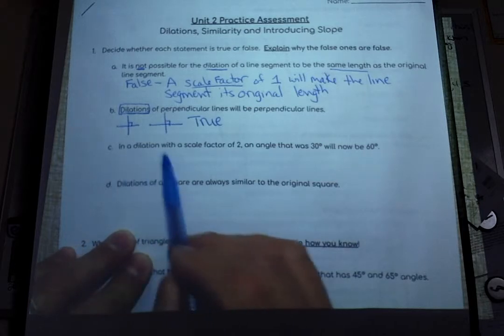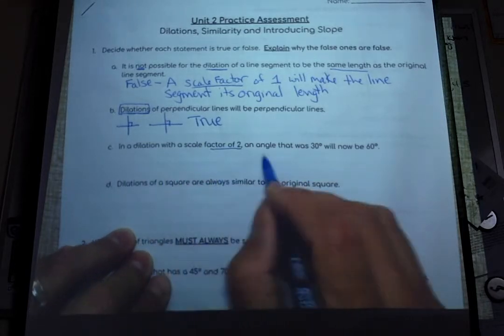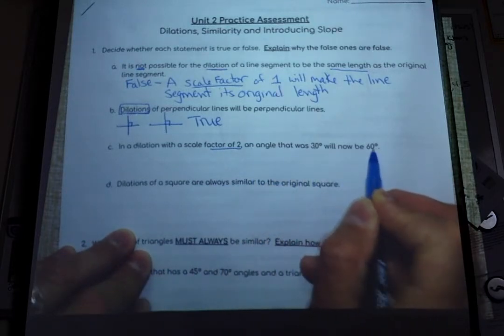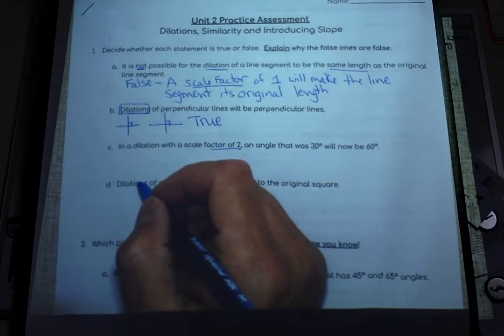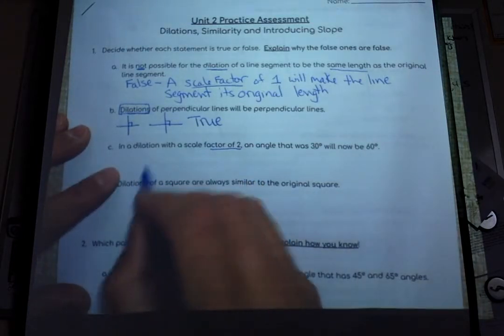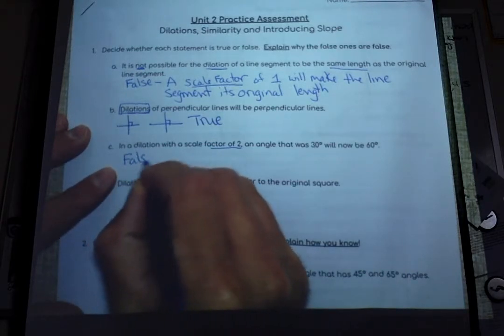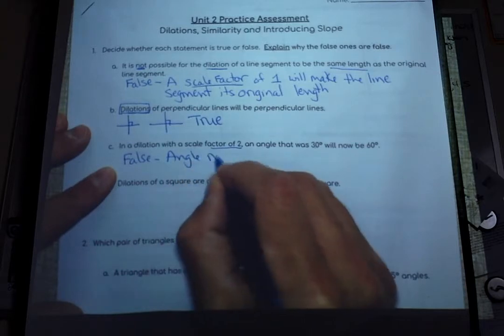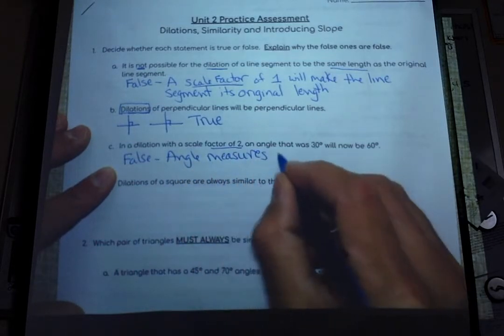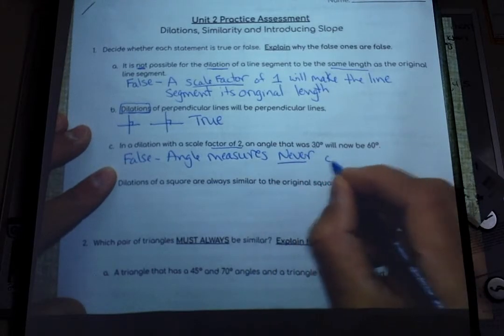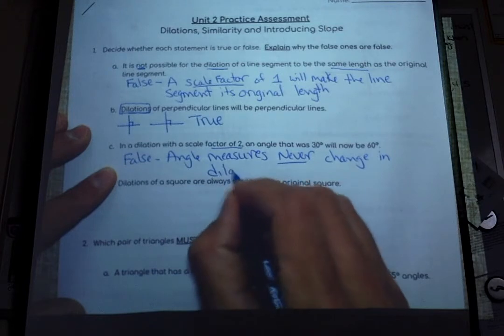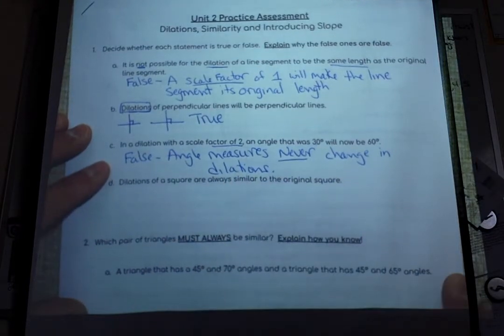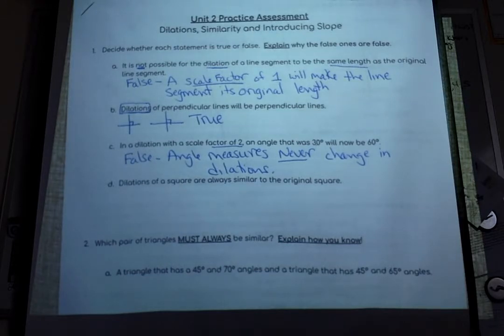Letter C. In a dilation with a scale factor of 2, so that means it's going to be 2 times larger, an angle that was 30 will now be 60. So the correct way we dilate, the angle measures never change. Just the size, the length of the side lengths will change. So this is false. Angle measures never change in dilations. Angle measures never change, however, the side lengths do change, unless we have a scale factor of 1, and that's the original.